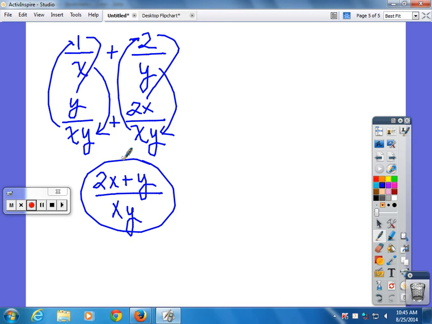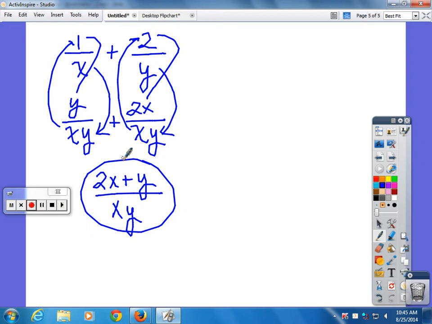Why can't I cancel? Because these two are what? Married. And you could factor out 2, but that's not going to help you, because there's nothing down here that will cancel with 2. So then you moved on to algebra 1.